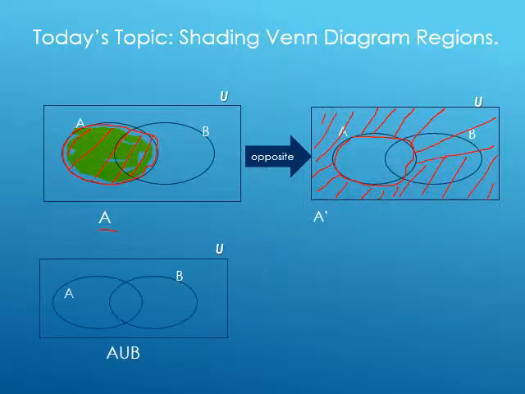Next Venn diagram. Next is A union B. Now you are going to shade whole area of A and B. Union means united area, combined area. This is A and this is B. So shade whole area of A and B. What is inside A and B?